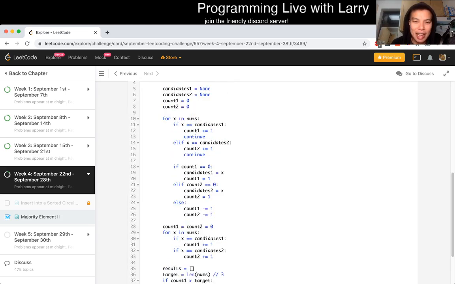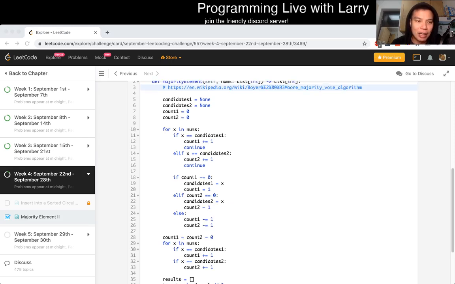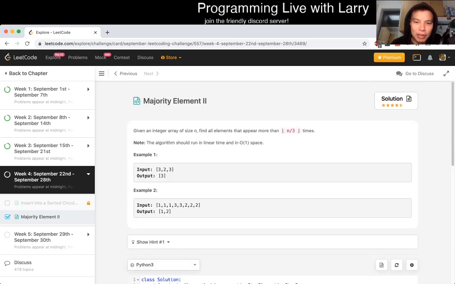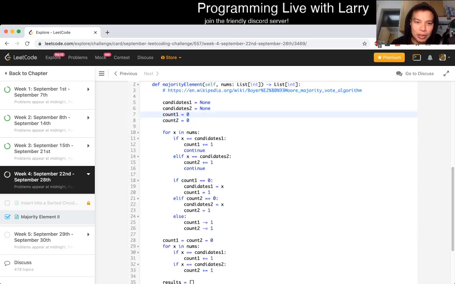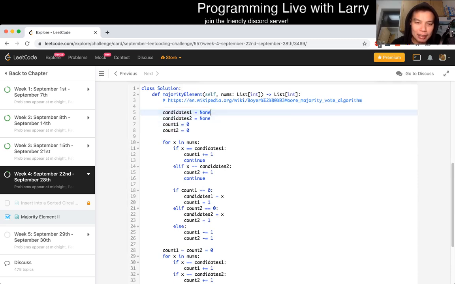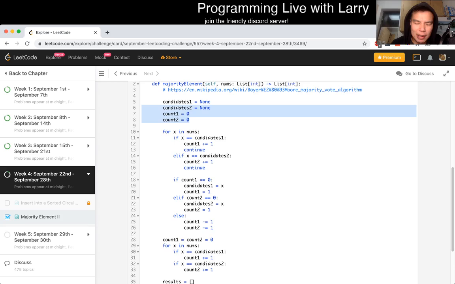If you want to see the live thought process of a problem that I haven't solved, or I don't think I've ever solved this before, or even seen it before, so it is new to me. But basically the idea is that to convert it from n over 2 to n over 3, we use two candidates instead, and having two counts as well instead of one count.